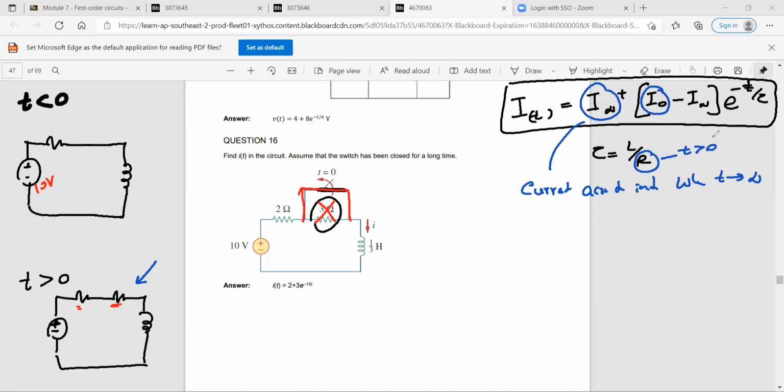So let's do this. You can find this I naught from this. So I naught is the current when the time goes to zero. When the time goes to zero, this path will be short circuit, and this current is your I naught. Do you agree, guys? So that current will be 10 over 2, which is 5 amps. Am I right? Yep, that's pretty clear.